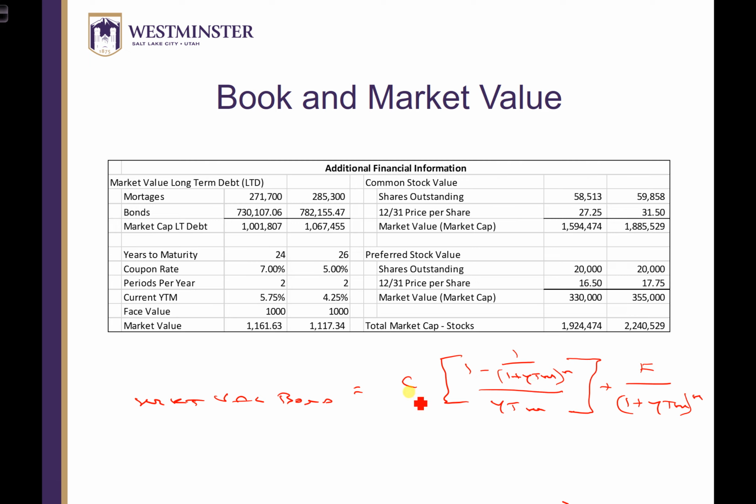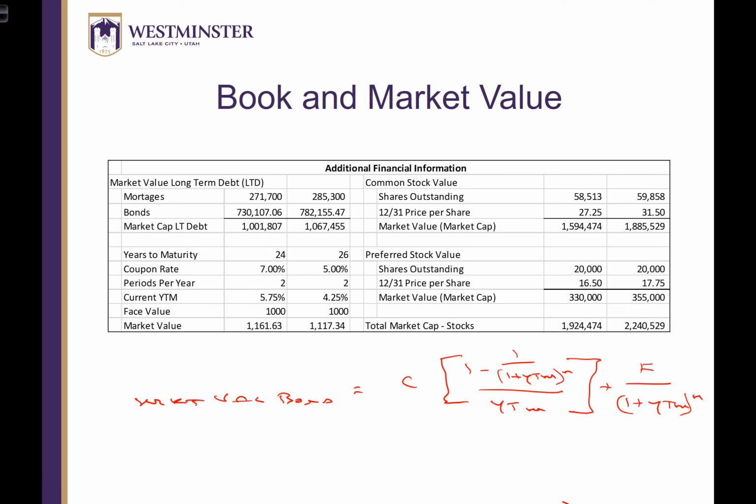And if the payment is coming more than once a year, let's say it comes twice a year, as it does for most bondholders, then the yield or the YTM in the market today must be divided by 2. N is the number of years that the bond has to maturity times the number of times it pays per year. F is the face value, typically $1,000 for bonds. And then we can create this valuation, and it gives us the market value per bond.